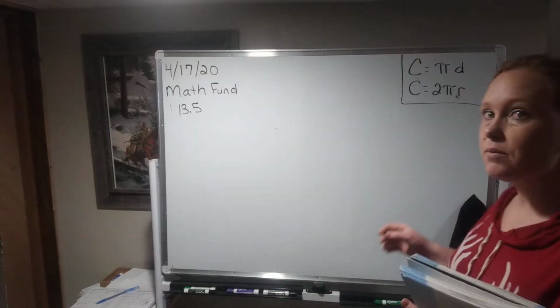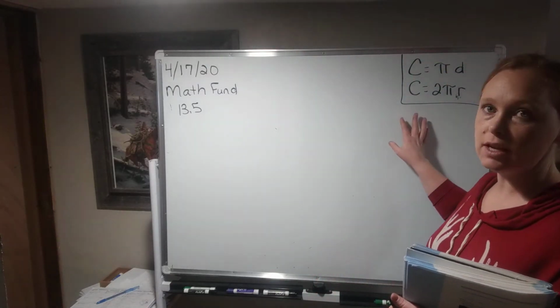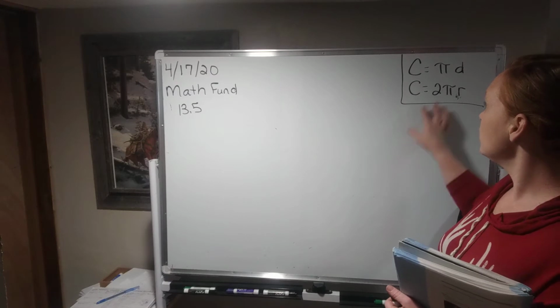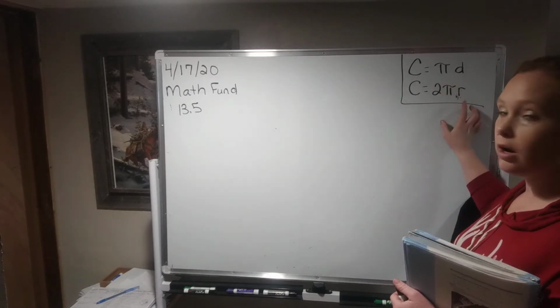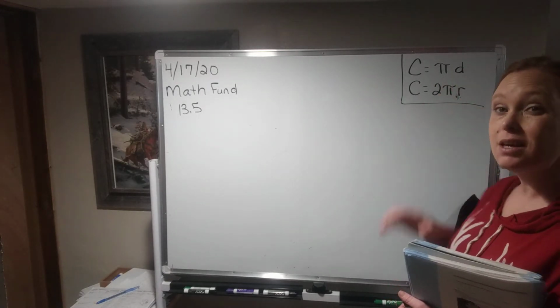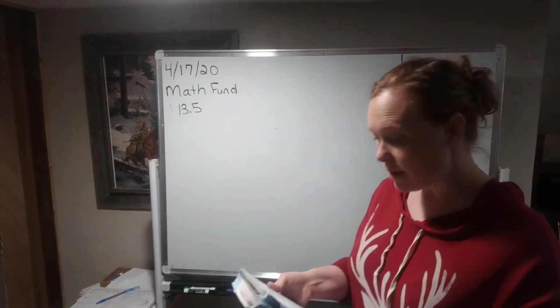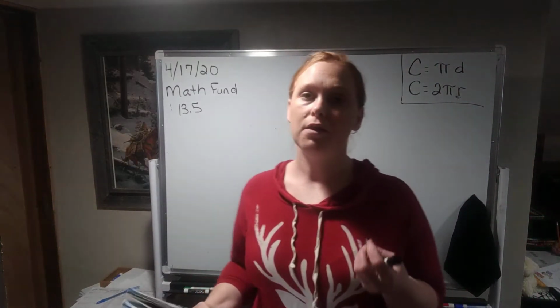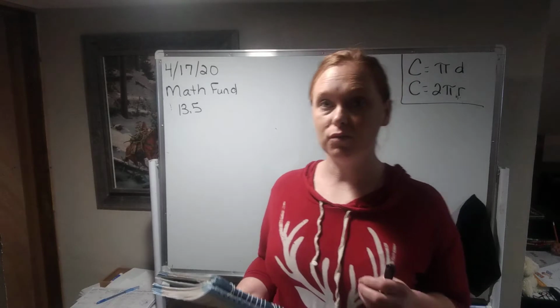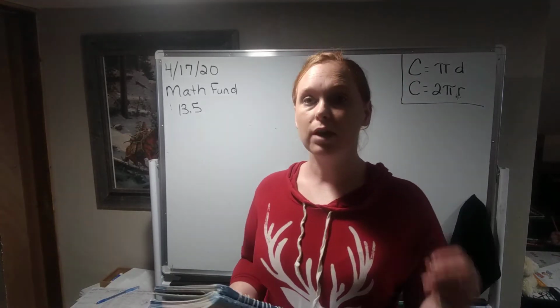Up here in the corner, I put from our lesson yesterday, the circumference of a circle is pi d and 2 pi r, so you remember that that's circumference. Today we're going to be learning about the area of a circle, and the formula for the area of a circle is very similar to the circumference of a circle.